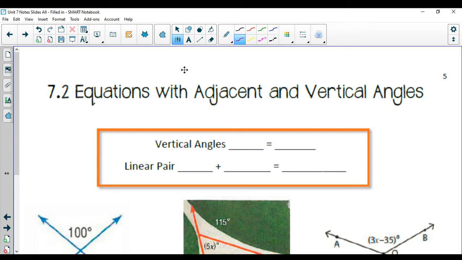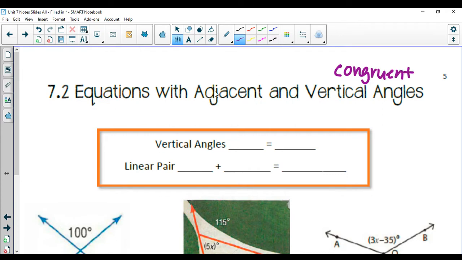Lesson 7.2 starts on page 5 in your notes packet. It's called Equations with Adjacent and Vertical Angles. So going back to the previous lesson, vertical angles we learned are going to be congruent to each other. So they are going to have equal measures.